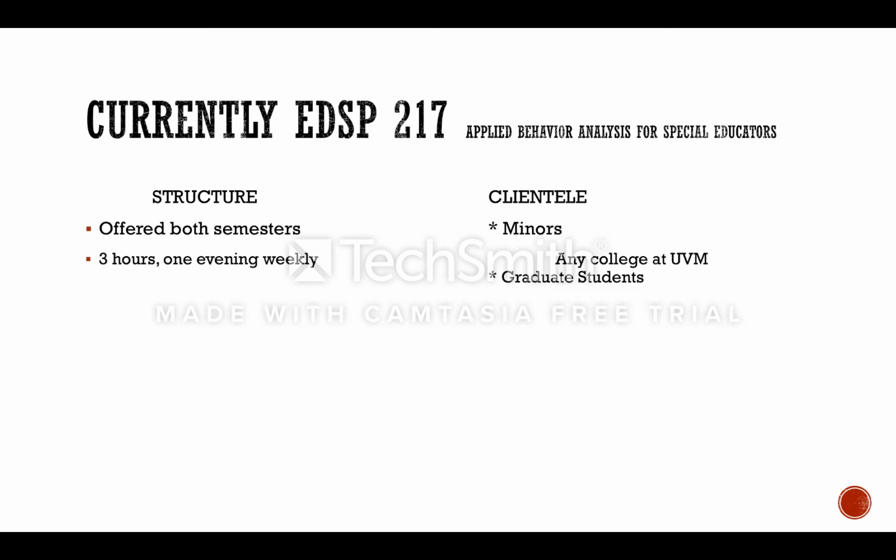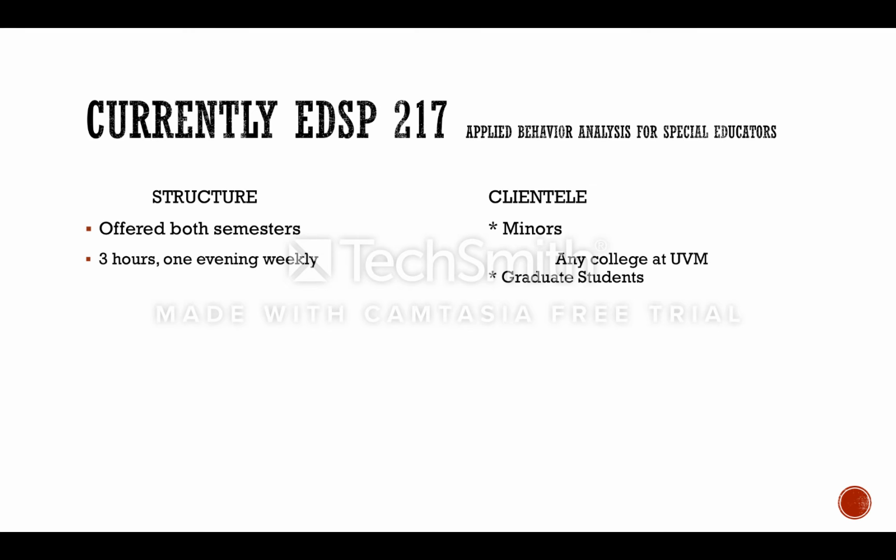Currently, I am going through the hybrid project to take the course that I teach every semester, EDSP 217, Applied Behavior Analysis for Special Educators, and turn it into a hybrid course. I have taught this course both semesters. There's actually 3 sections offered over the course of the fall and spring. I teach a fall and spring section, and then one of my colleagues teaches another fall section. It's currently offered 1 time a week for 3 hours.